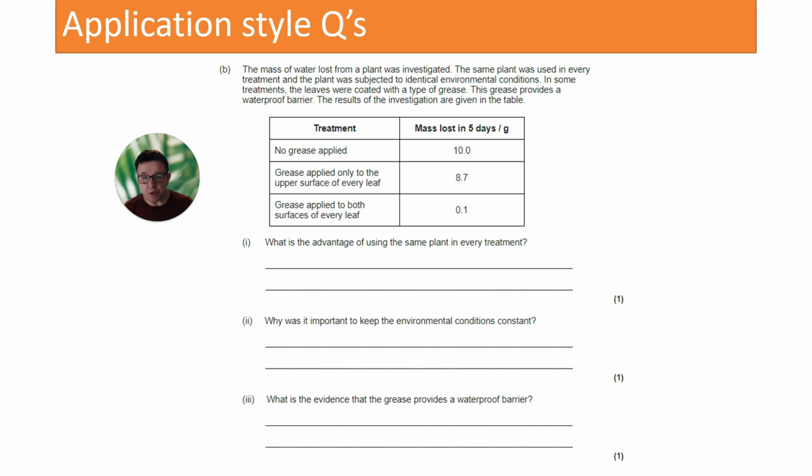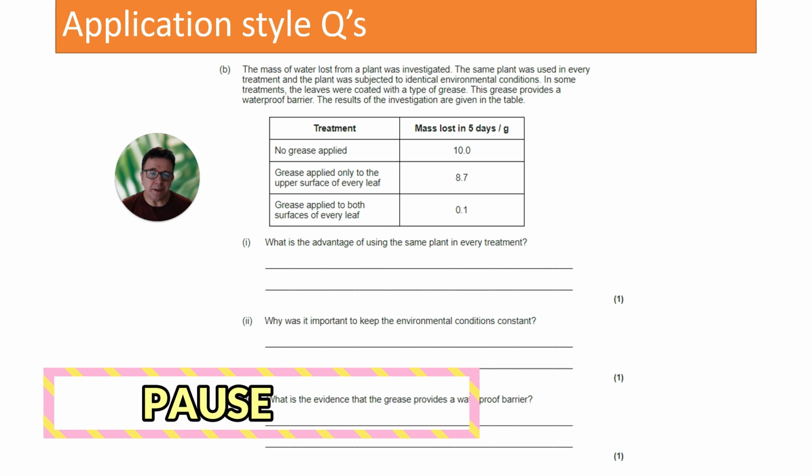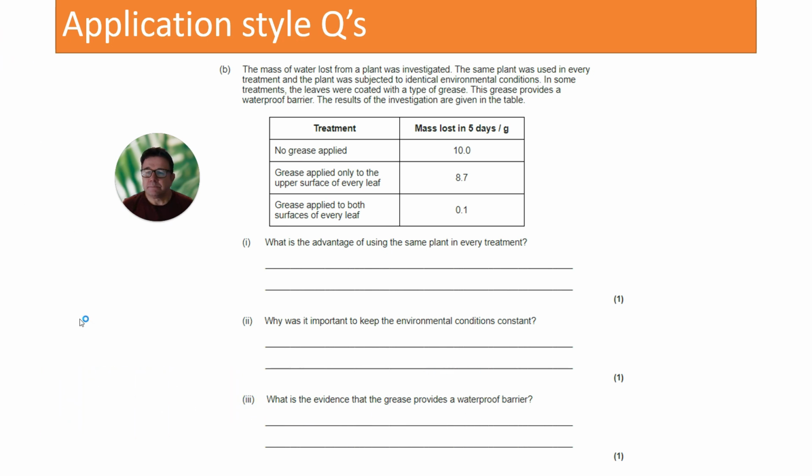So where no grease is applied, where grease is applied to the upper surface of the leaf, and grease applied to both surfaces of every leaf. Key thing, you need to know that stomata are found mainly on the bottom of the leaf. So have a look at these questions. Please do pause and have a go at them, and then we'll go through them.